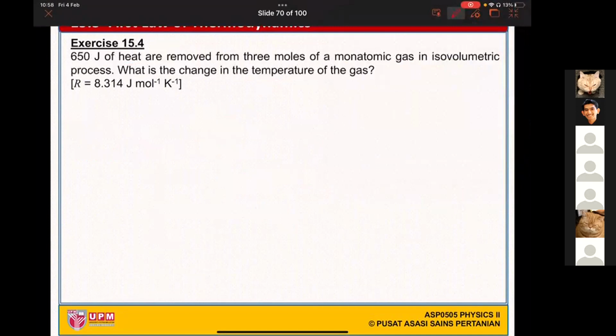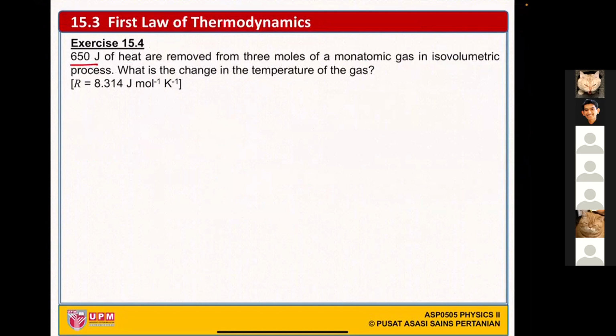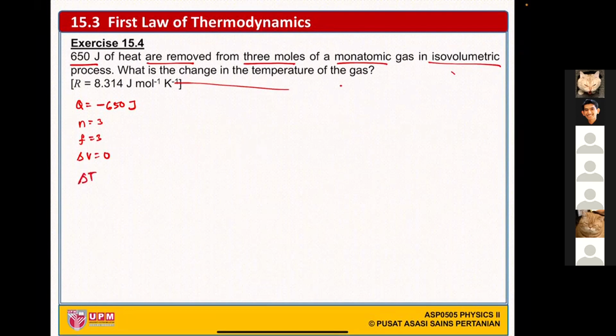Okay, next. Kita pergi tengok kepada soalan seterusnya. 650 joule of heat bermaksud Q adalah sama dengan 650 joule. Remove. Bila dia remove, the Q is equal to negatif lah kan? Remove negatif. From 3 moles. N sama dengan 3 moles. Of a monatomic. Dia dah bagi monatomic adalah F sama dengan 3. In isovolumetric, delta V is equal to 0. What is the change in temperature? Dia suruh cari the change in temperature, yang kita tak tahu.